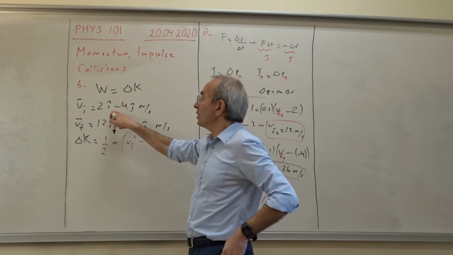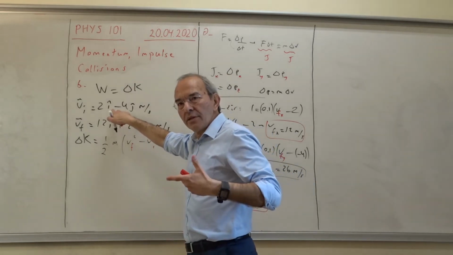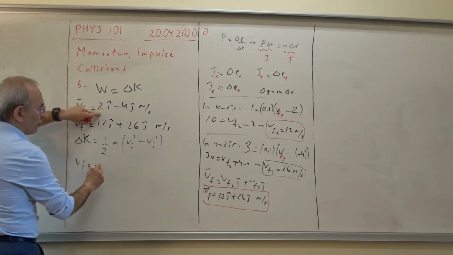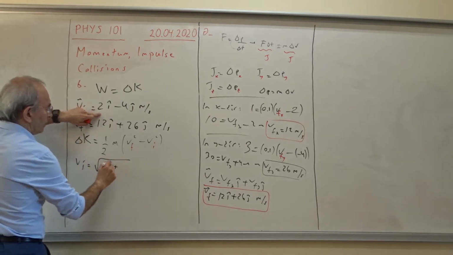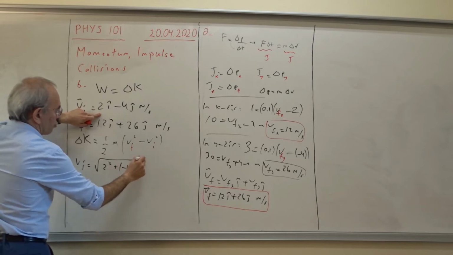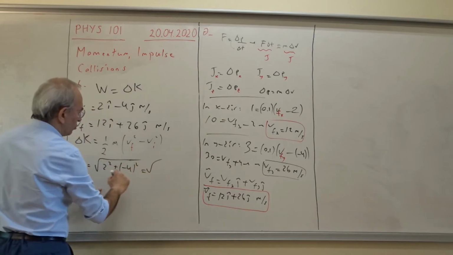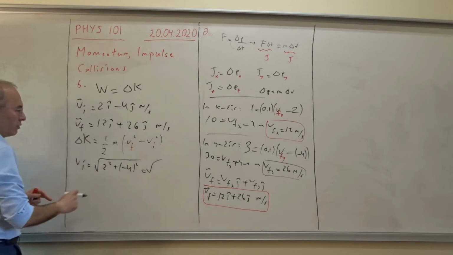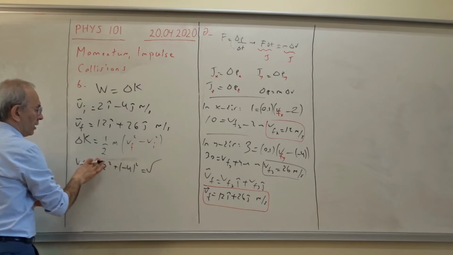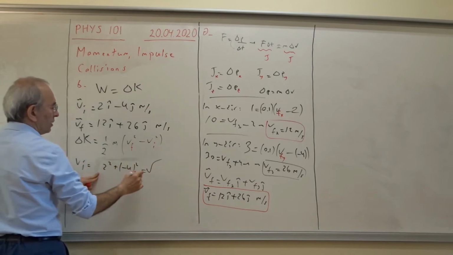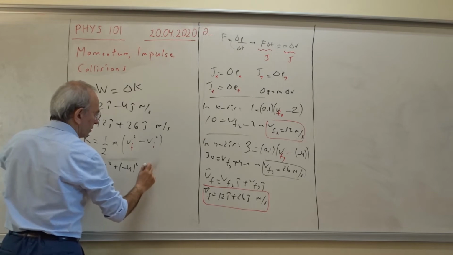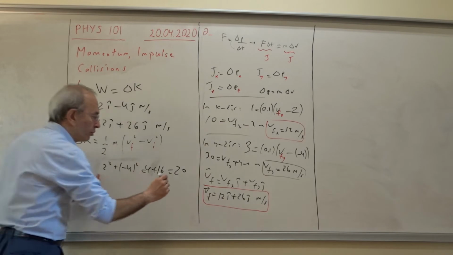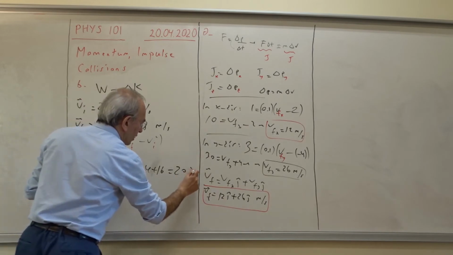But now we will use the resultant of these values. What is vi? Vi, of course, is the square root of 2 and minus 4 squared. Anyway, this square will be taken, so there's no need to write the root. So it will be 4 plus 16, so it is just 20 meters squared per second squared.